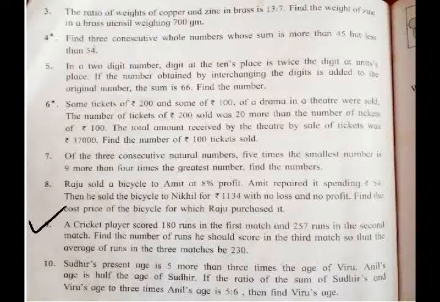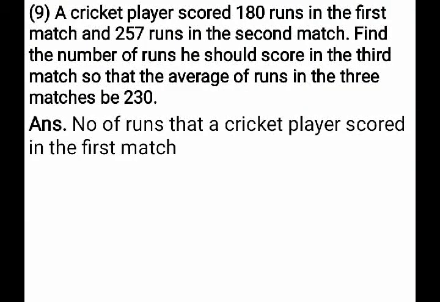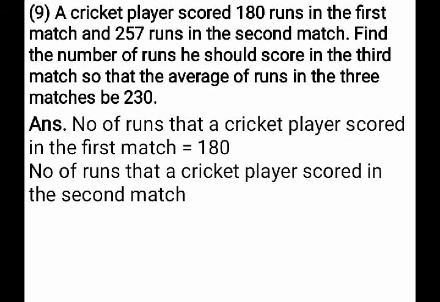Next, a cricket player scored 180 runs in the first match and 257 runs in the second match. Find the number of runs he should score in the third match so that the average of runs in the 3 matches be 230. The statement will be: number of runs that a cricket player scored in the first match is equal to 180. Second statement: number of runs that a cricket player scored in the second match is equal to 257. You have to find the number of runs that a cricket player scored in the third match.